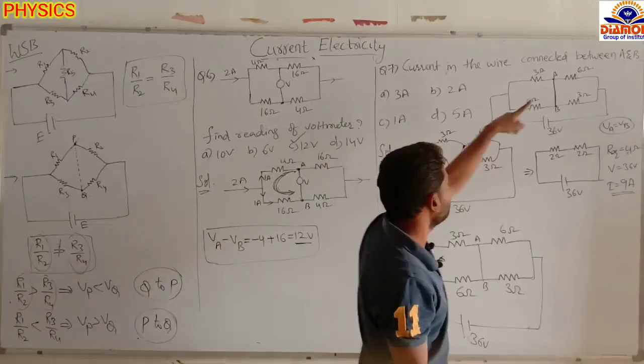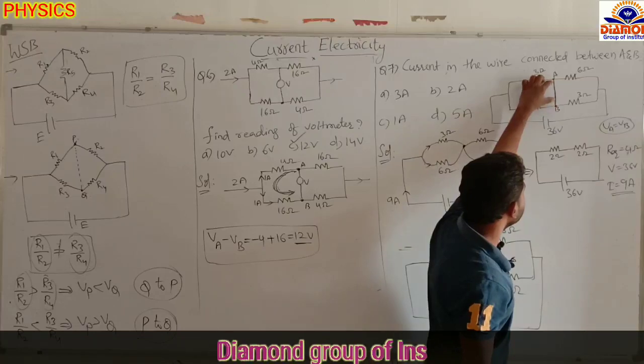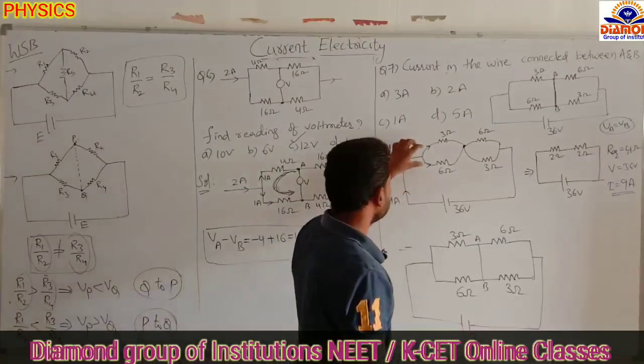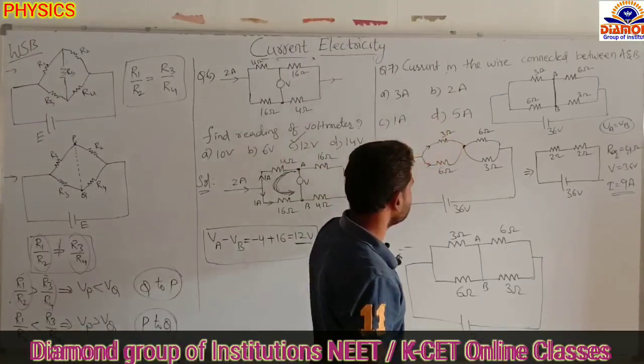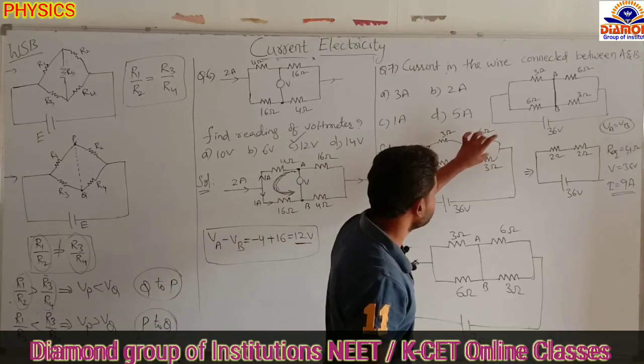3 ohm, 6 ohm. 6 ohm, 3 ohm, 6 ohm, 3 ohm. Both are at the same potential, so just connect it. We will get this. Now these two ends are at the same potential. These two ends are at the same potential. So now these two resistors are parallel. These two resistors are parallel.